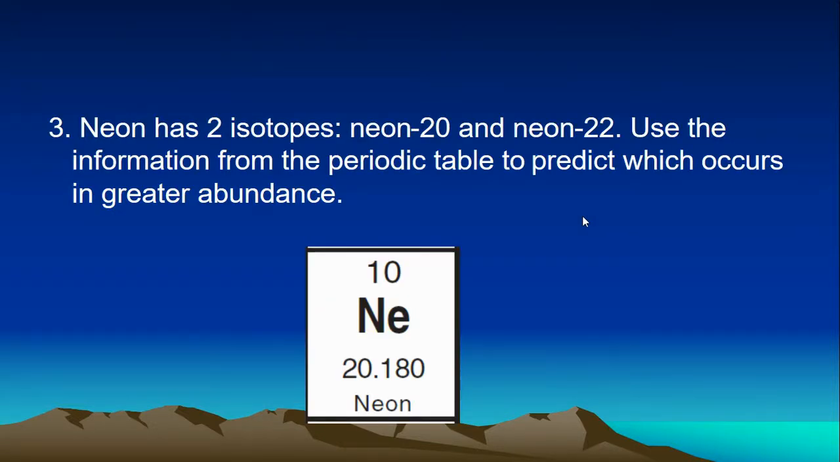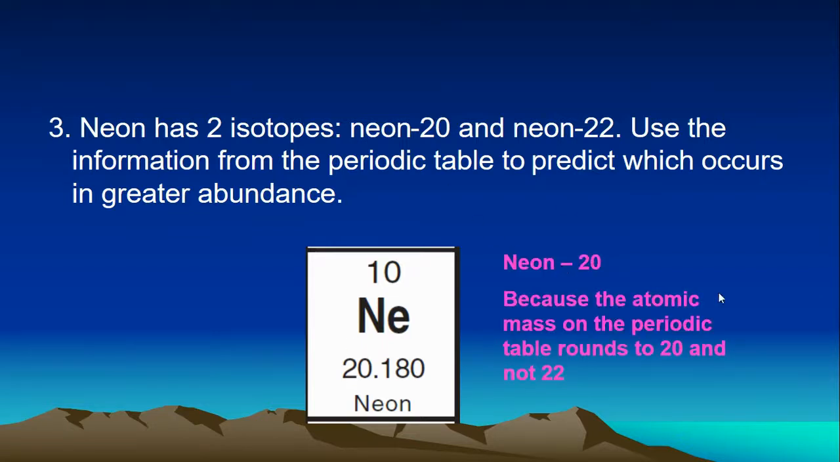Neon has 2 isotopes, neon 20 and neon 22. Using information from the periodic table, predict which occurs in greater abundance. Who's contributing the most to the weight? Is it neon 20 or is it neon 22? Pause the video, write down the answer on your notes. Okay, because neon is at 20.180, that's closer to neon 20 than it is to neon 22. So neon 20 is contributing the most of the weight.